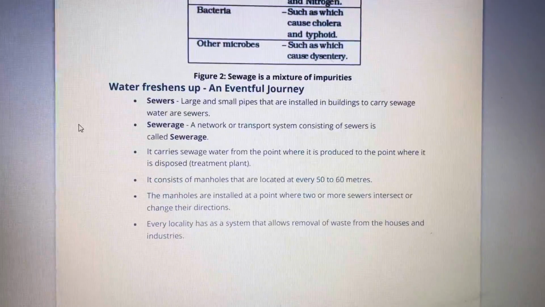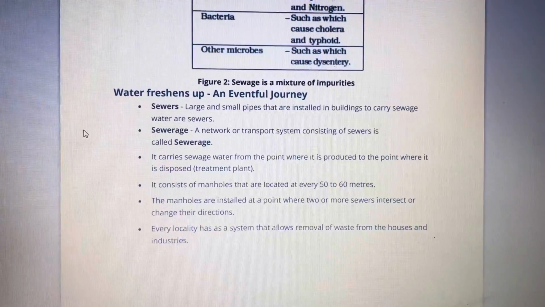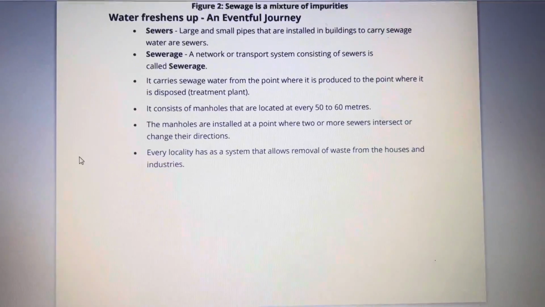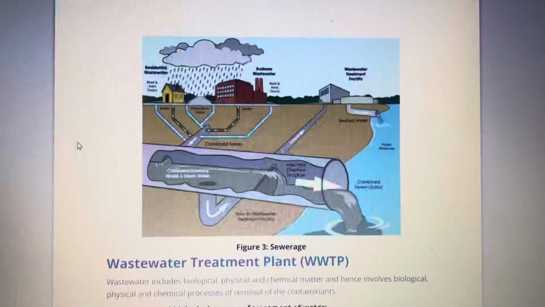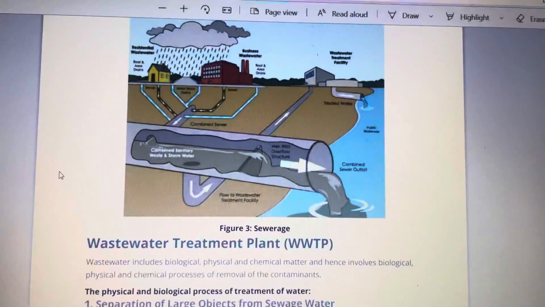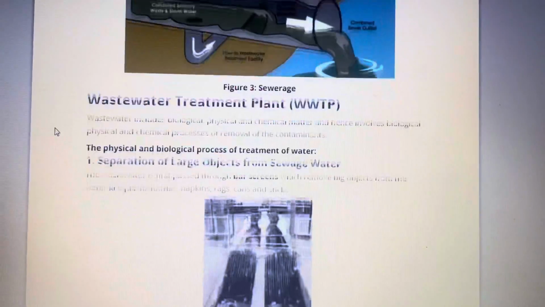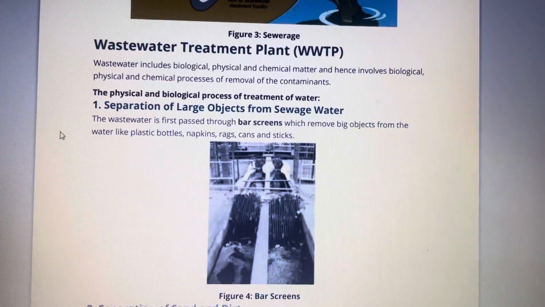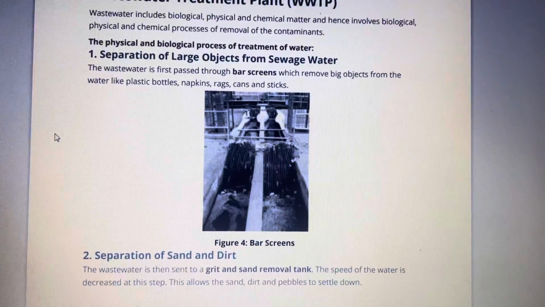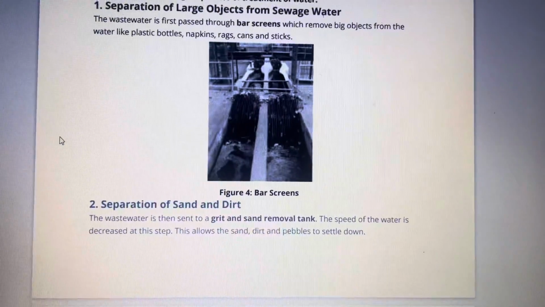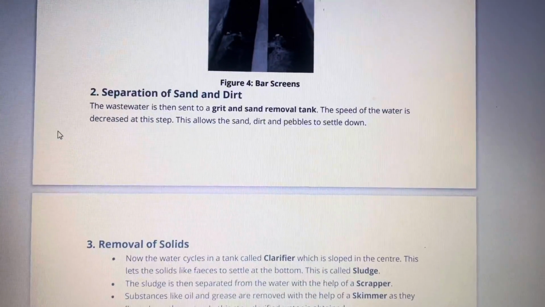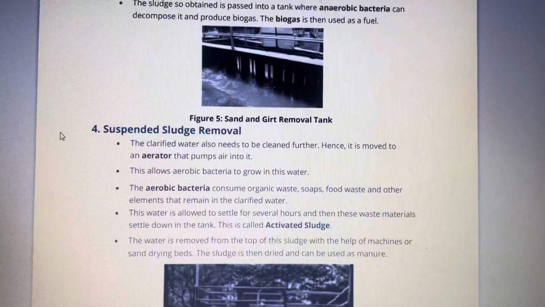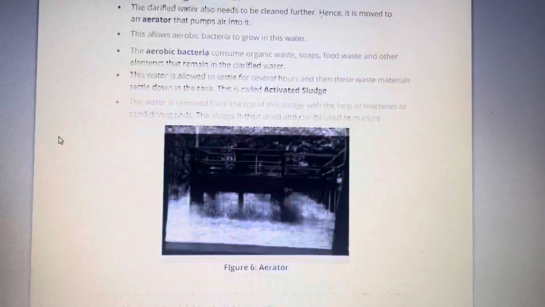Next, water freshens up an eventful journey. So this is the journey that takes place for the dirty water to clean up, as you can see in the picture that we already discussed. Next, the most important part is the wastewater treatment plant, WWTP. Firstly, we have done the separation of large objects from the sewage water. Then we discussed the separation of sand and dirt, the removal of solid, suspended, sludge removal.